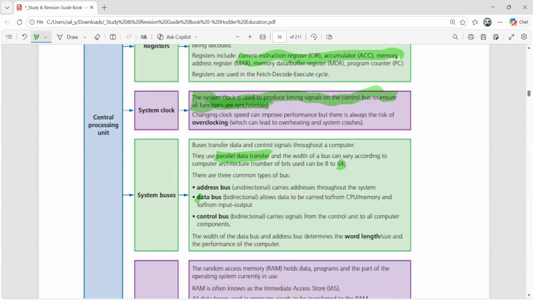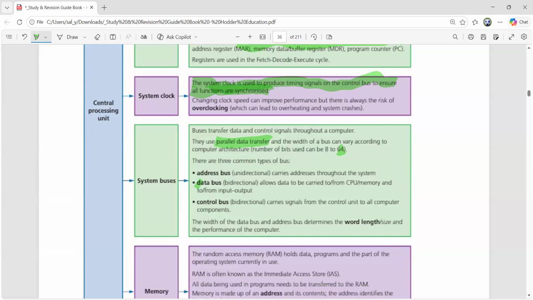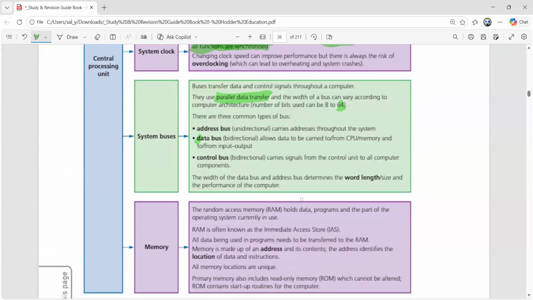So be very clear about FDE cycles, what the components are that are helpful, and increasing the size of the buses. And remember one important thing, we only increase the size of the address bus and data bus. The control bus is fixed at 8 bits. We never increase the size of the control bus. The width of the address bus and data bus determines the word length and the performance of the computers. The same thing as I talked about is mentioned here also. So I hope that this topic is clear till this point, isn't it?